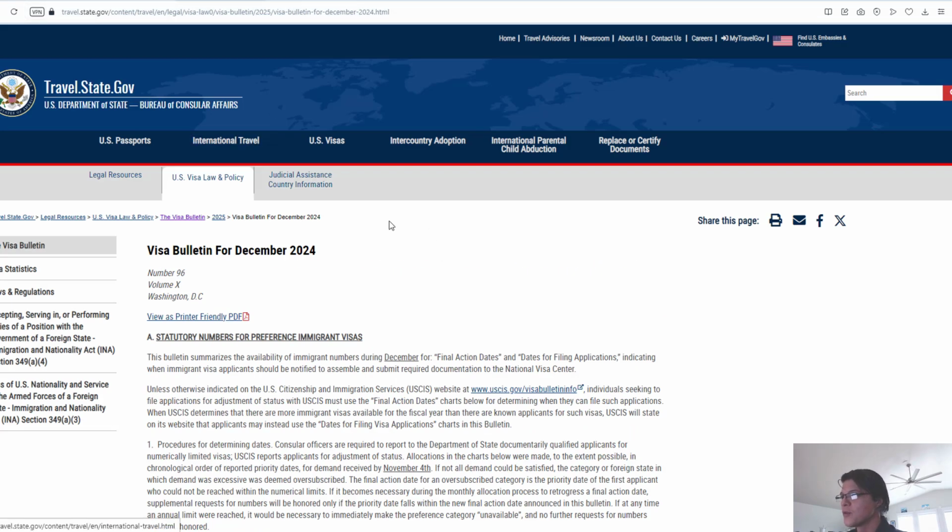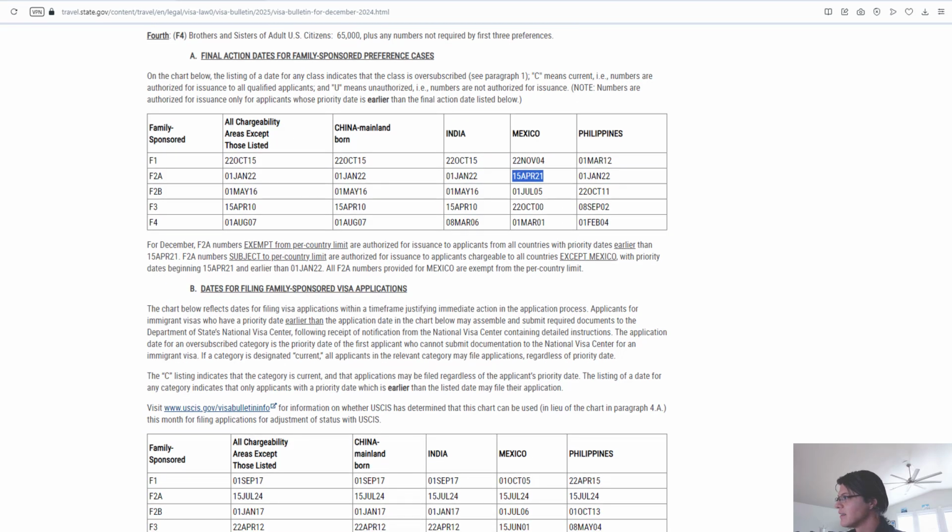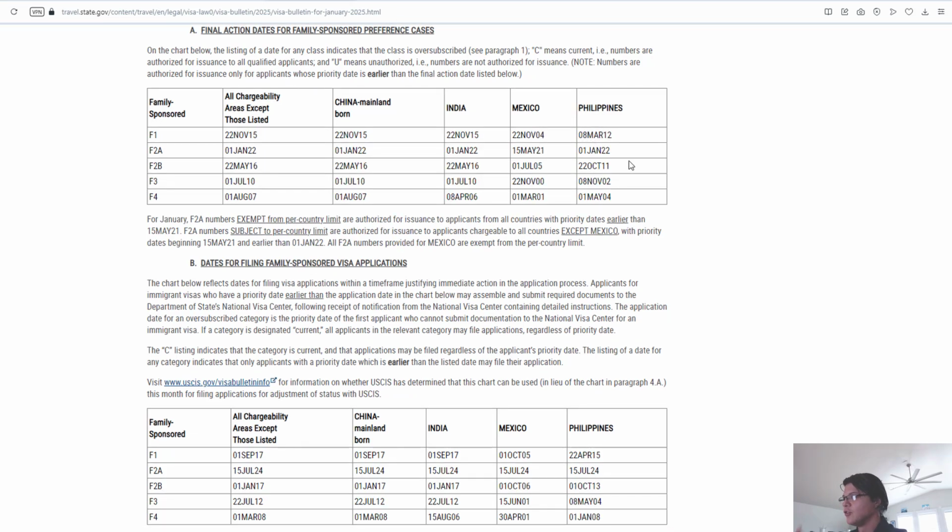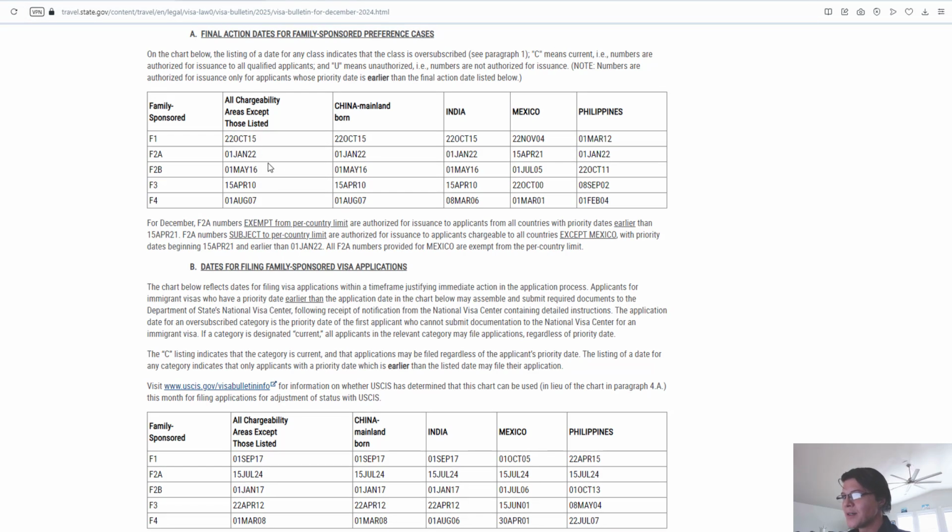No movement whatsoever for the Philippines for the January. Let's see. So 1st January 2022, and no movement for January Visa Bulletin, January 2025 for Philippines, still on 1st January 2022. But on the plus side, everybody except Mexico looks like they are current on F2A category, which means they're the same as all chargeability. All right, let's move on to the F2B now and see what's going on.